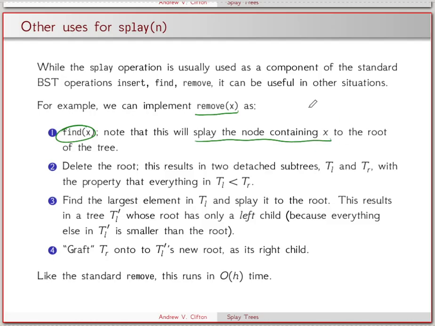So the X node is now at the root of the tree. That means our tree has the node we want to remove there, and then some subtree over here, and then some other subtree over here.